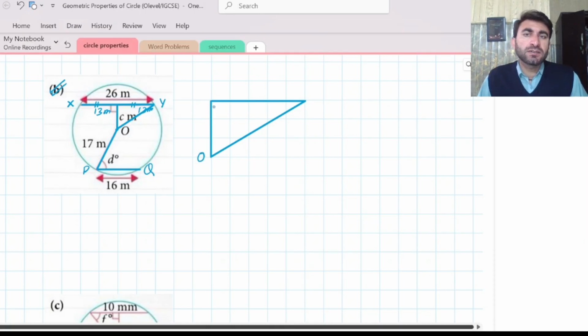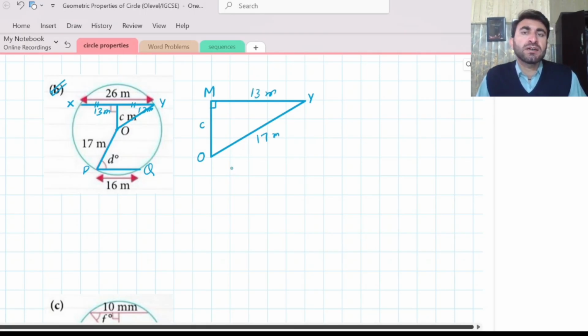Here is the center O. I will name this point as M. Here is a right angle at M and this point is Y. The unknown C is over here, while we know here is 17 meters and it is 13 meters over here.